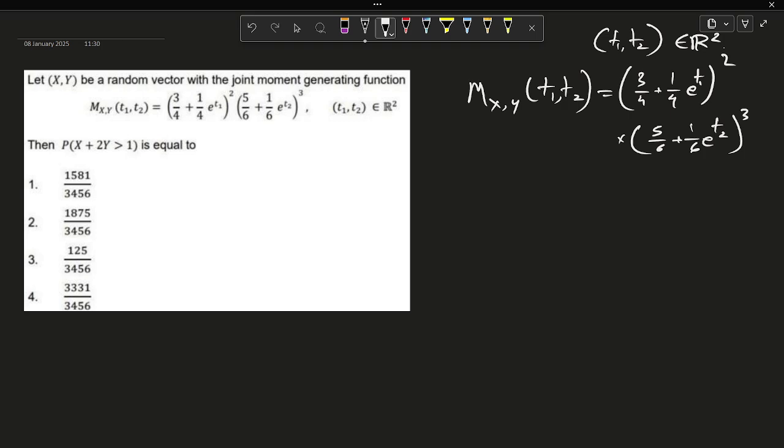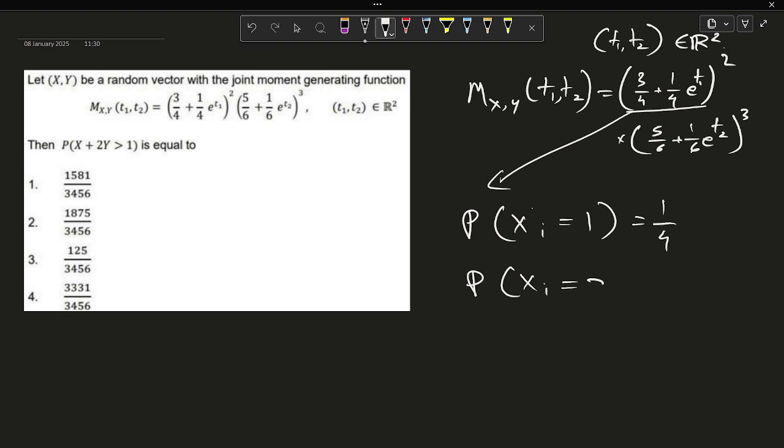This can be interpreted as follows. X and Y are independent because the moment generating function factors into terms involving t1 and t2 separately. For X, this part means X is the sum of two independent Bernoulli random variables with P(Xi = 1) = 1/4 and P(Xi = 0) = 3/4. Hence X follows a binomial distribution.